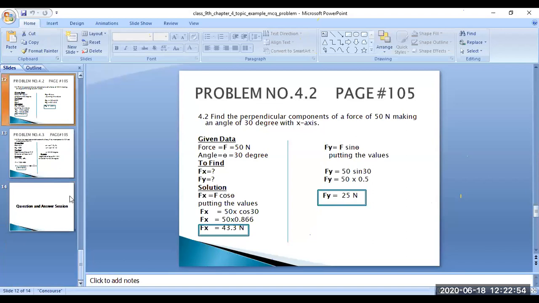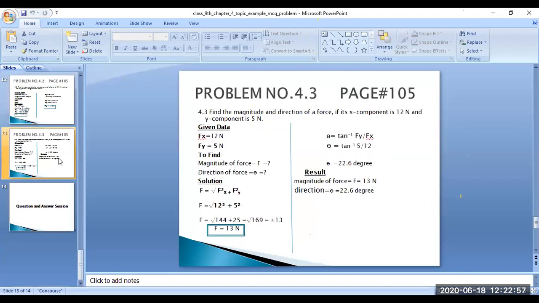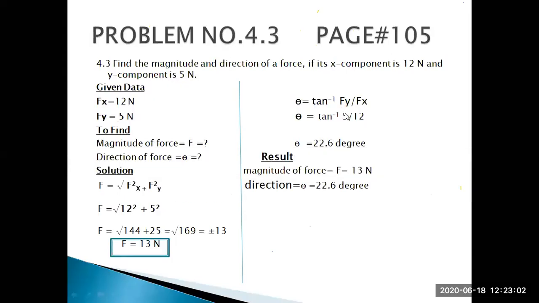How will you solve this? With the help of a calculator, divide 5 by 12 and, whatever the value is, take the tangent inverse. First write 5 divided by 12, and whatever the answer is, take the tangent inverse. Or you can write tangent inverse and then 5 divided by 12. You will get theta, the angle, which is 22.6 degrees.